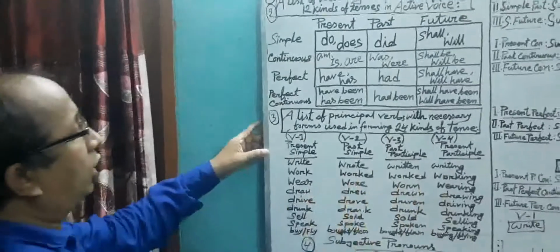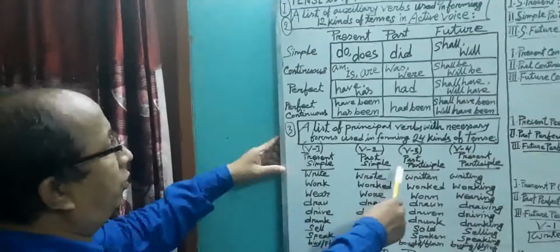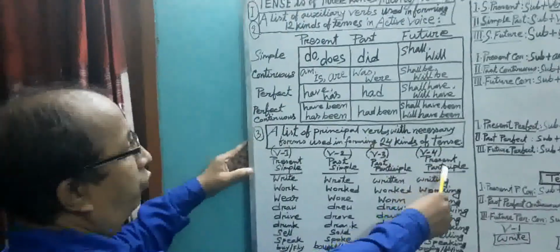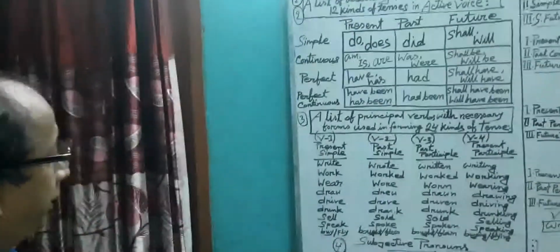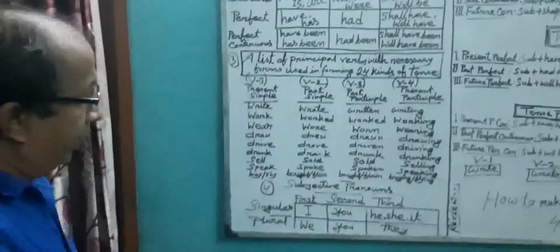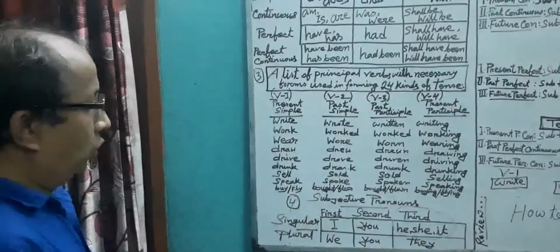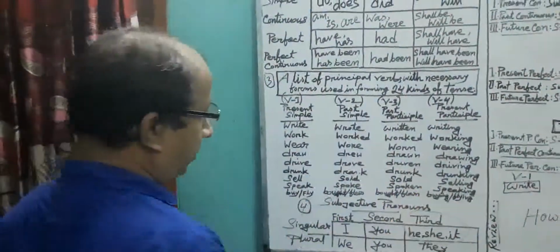4 forms. What are the 4 forms? Verb 1, present simple. Verb 2, past simple. Verb 3, past participle. Verb 4, present participle. And in tip 4, subjective pronouns. There are 7 in number: I, we, you, he, she, they, it. So there are the first person, second person, and third person.